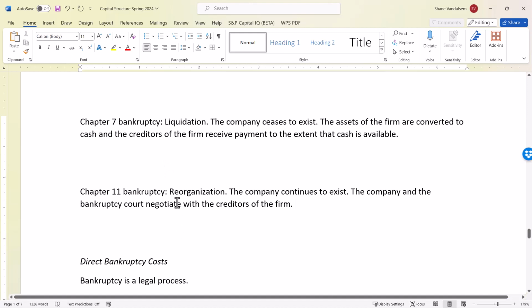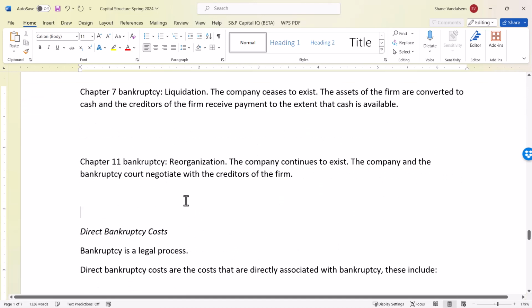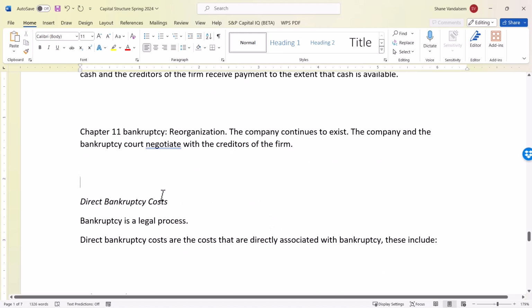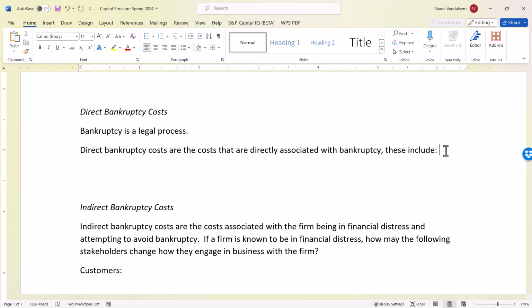All the assets are sold off. Everything is liquidated and sold off. And then the creditors are paid. So the direct bankruptcy costs are a result of, in some ways, the form of bankruptcy. Bankruptcy is a legal process. Direct bankruptcy costs are the costs that are directly associated with bankruptcy. These include the cost of paying lawyers and accountants and court costs.